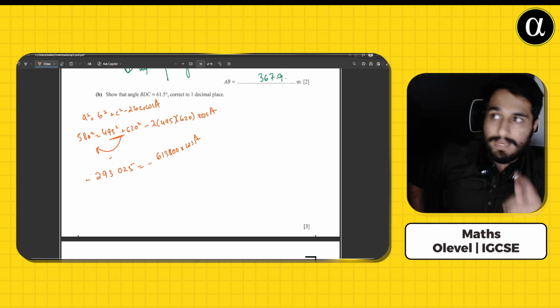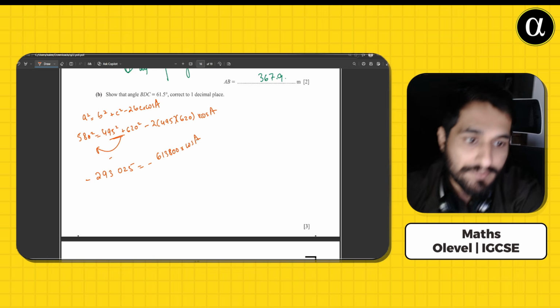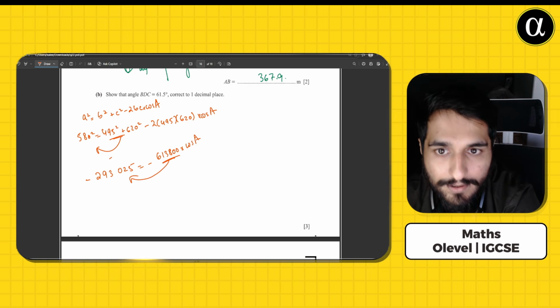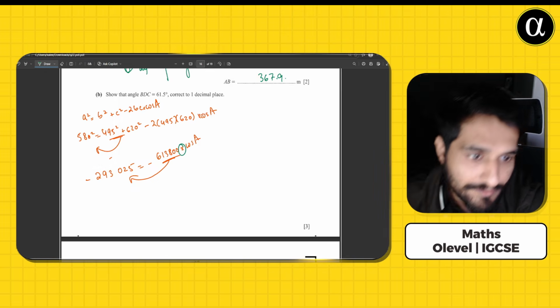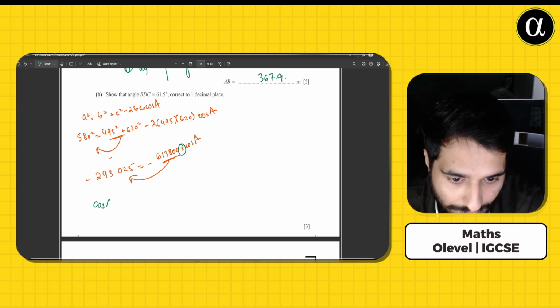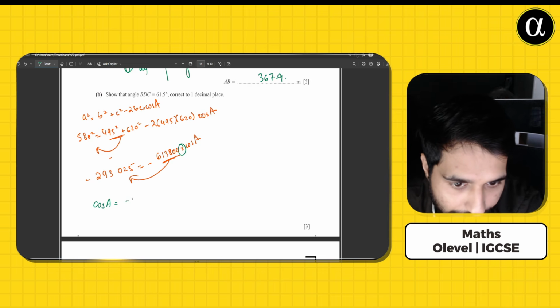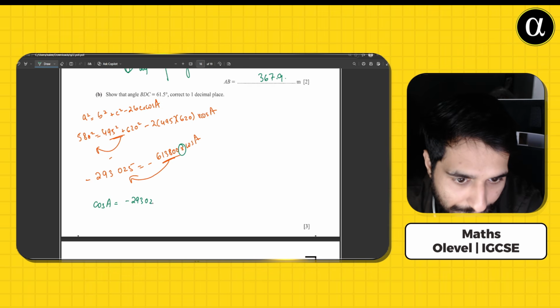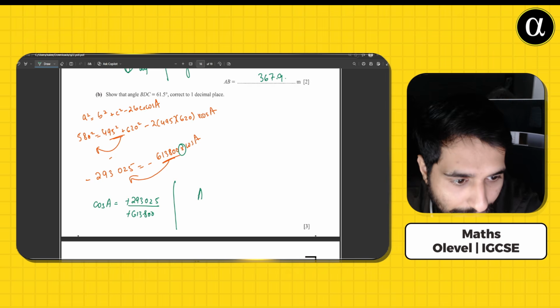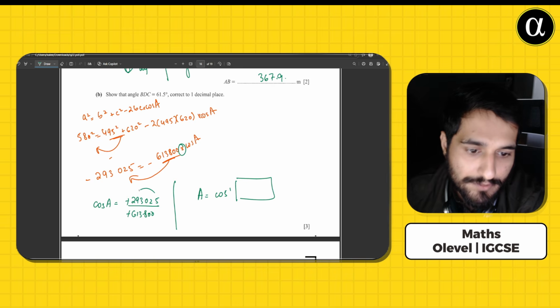Now if I want to find the angle, what will I do? I will basically be dividing this thing on the other side, because this is being multiplied on the right hand side. Since this is being multiplied, I'll divide it on the other side, and we can say that cos of A is equal to 293,025 over minus 613,800, negative cancelled, and we can say that A is going to be cos inverse of the answer, which is this value basically, right?